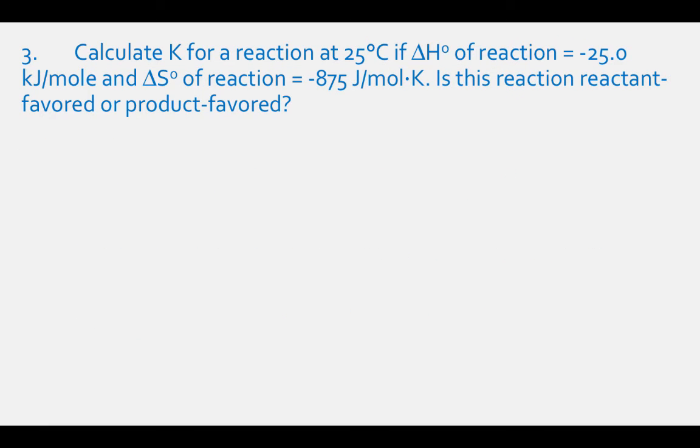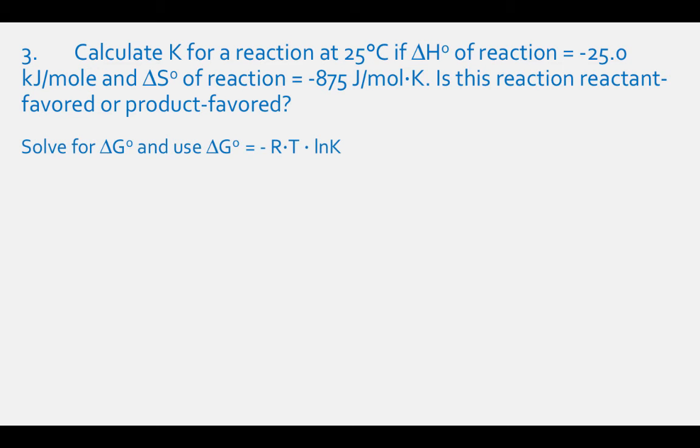3. Calculate K for a reaction at 25 degrees Celsius if standard delta H of the reaction equals negative 25.0 kilojoules per mole and standard delta S of the reaction equals negative 875 joules per mole times Kelvin. Is this reaction reactant-favored or product-favored?